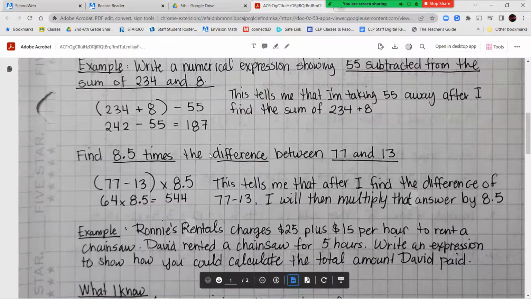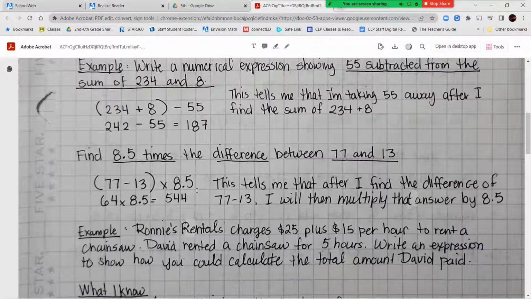Find 8.5 times the difference between 77 and 13. So you're going to do 8.5 times 77 minus 13, or you could do 77 minus 13 in parentheses times 8.5. You can structure it either way. So 77 take away 13 is going to give me 64. And then 64 multiplied times 8.5, or 8 5/10, is 544.